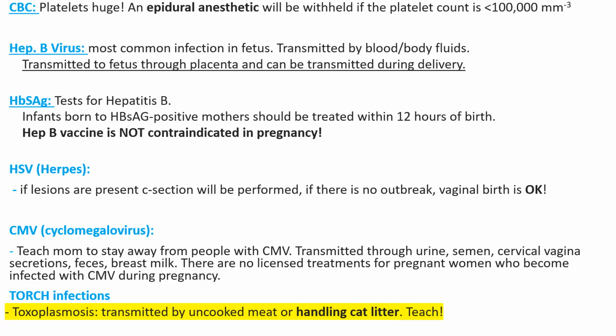Next is going to be our TORCH infections. This is really important, toxoplasmosis. This can be transmitted by handling uncooked meat or handling cat litter. So, if our mother has a kitty, maybe have her partner do that throughout her entire pregnancy. Say, hey, we're not going to be taking turns, type of stuff.